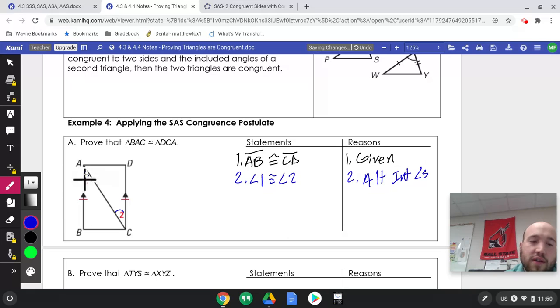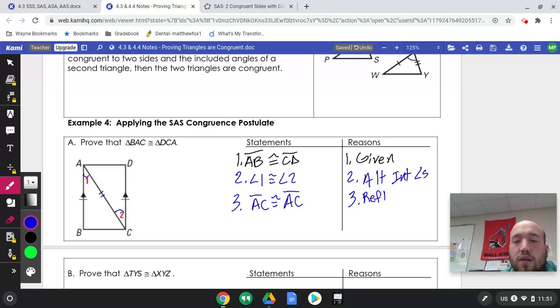This final one, AC here, is congruent on both triangles, so I'm going to put 2 marks there, because it is part of both triangle BAC and triangle DCA. It's a part of both. And so we can say that segment AC is congruent to segment AC. Anytime it's the same line used twice, that is called our reflexive property. I believe we mentioned that before, but the reflexive property tells us that it's part of both triangles.